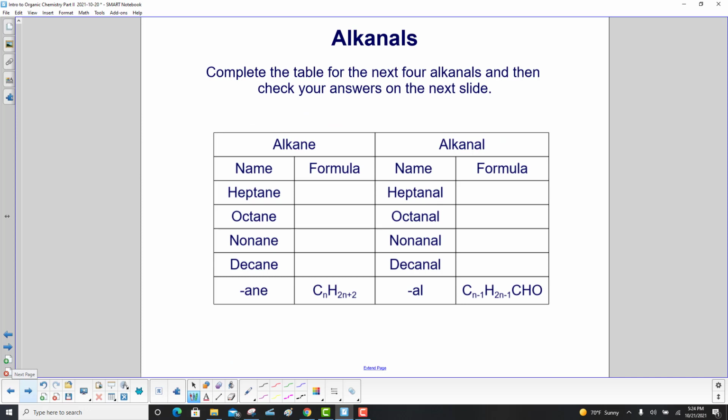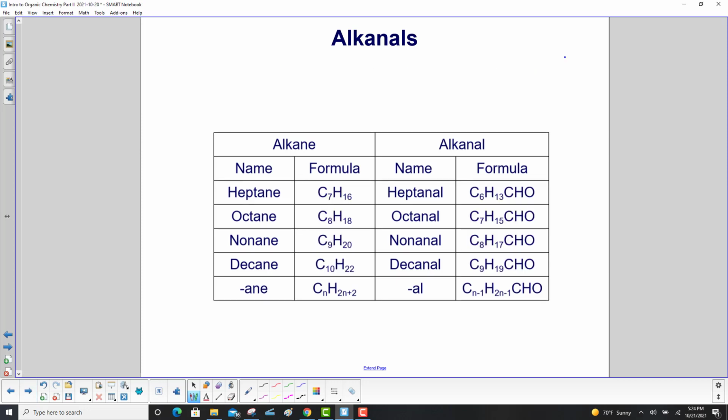Exercise time. Complete the table for the next 4 alkanals, and then check your answers on the next slide. So we'll work one of them. This time we'll do octane. Okay, so that's Cn, so we have 8, right? Octopus, 8 arms, oct means 8. Then hydrogen, 2 times 8 plus 2. 2 times 8 is 16, plus 2 is 18. Then octanal, Cn-1, so 8 minus 1 is 7. 2n-1, 2 times 8 is 16, minus 1, we get 15, and then we add the CHO group.